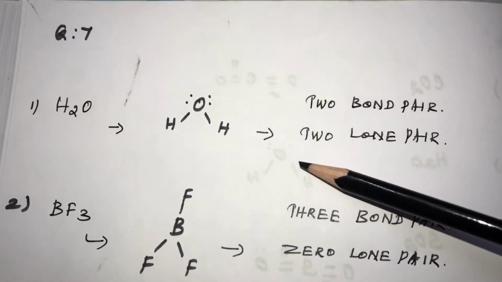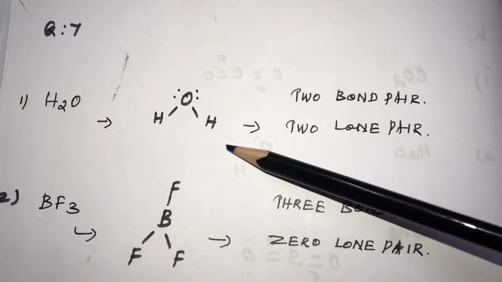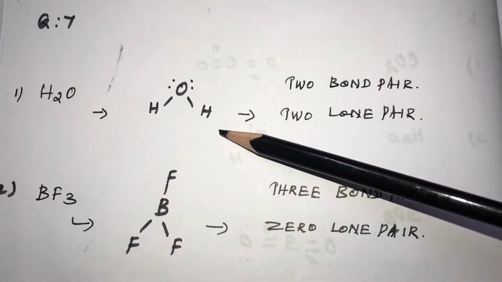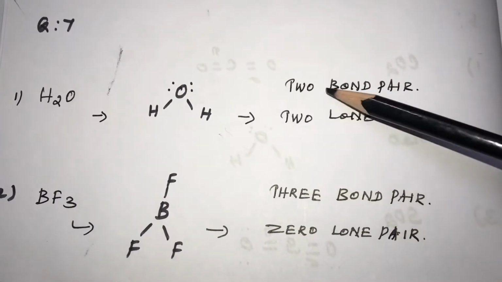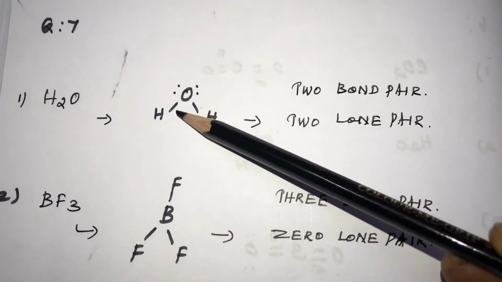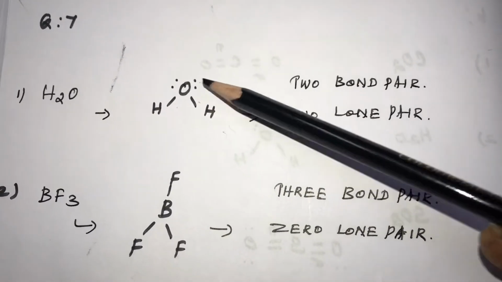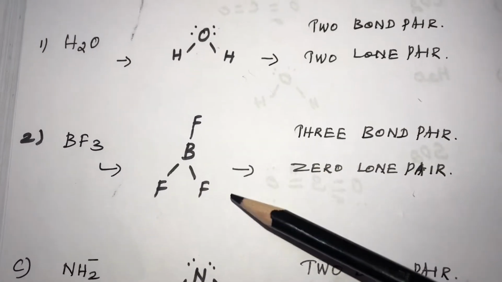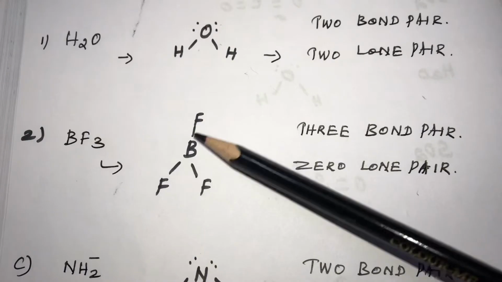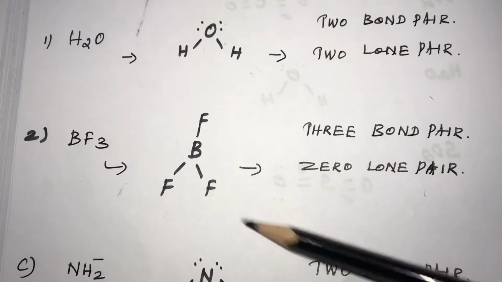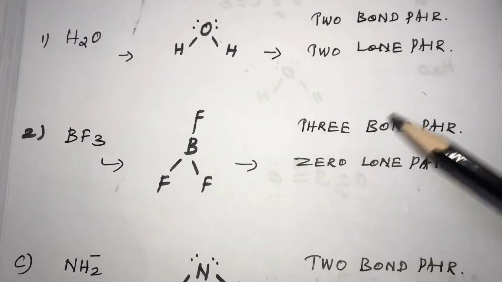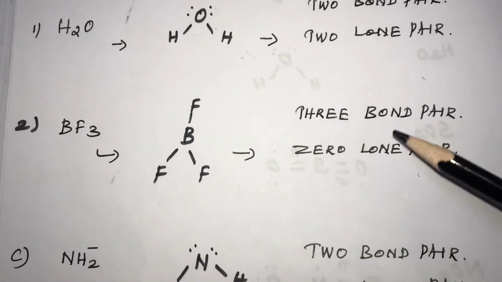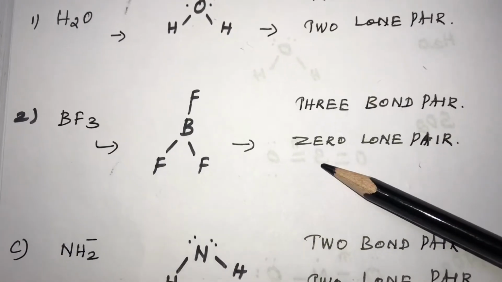First option given is H2O. This is the structure of the H2O molecule, a bent structure. It undergoes sp3 hybridization and contains 2 bond pairs and 2 lone pairs of electrons. Boron trifluoride undergoes sp2 hybridization. Here all are bonded pairs of electrons, there is no lone pair. So, boron trifluoride has sp2 hybridization, 3 bond pairs and 0 lone pairs.